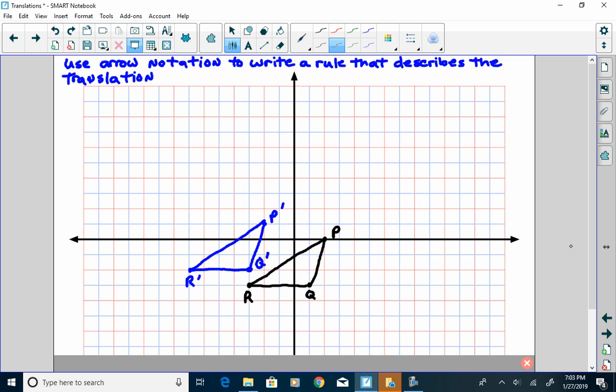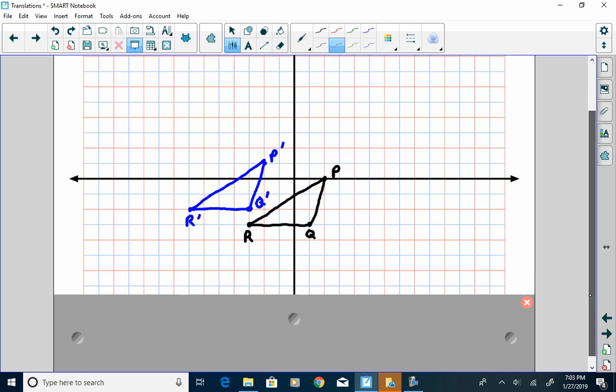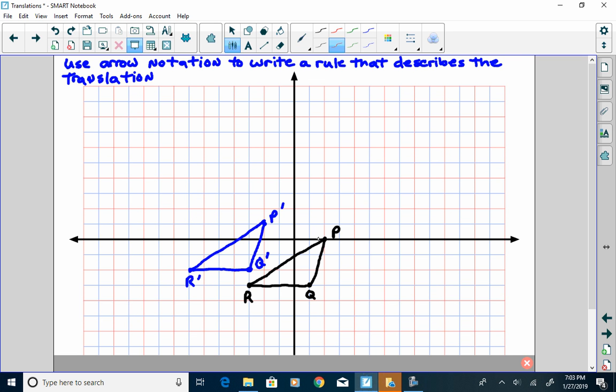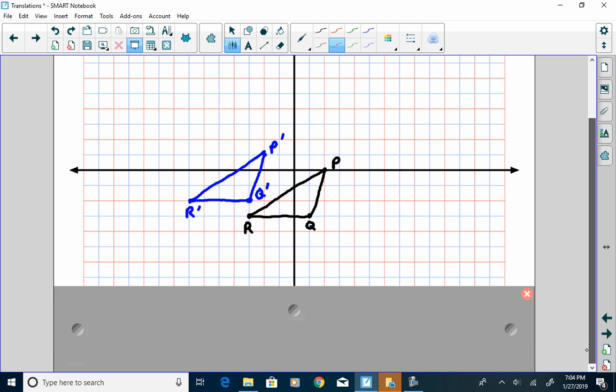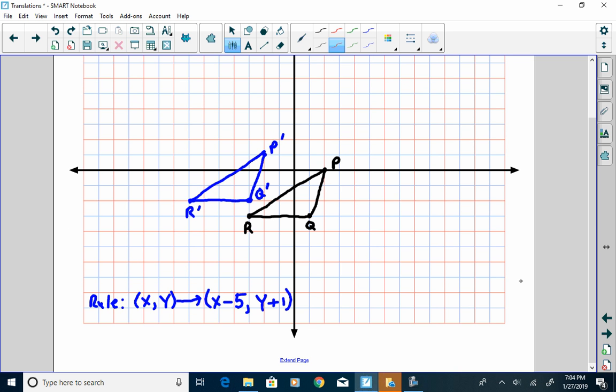All right? Well, let's see what that's going to look like then. Well, let's go from P to P prime. We moved 1, 2, 3, 4 units left. So that would be x minus 4. 1 unit up, so that would be y plus 1. So we should have x minus 4, y plus 1. Right? And I have x minus 5 here, and that's going to be a mistake. Let's change that, because it is just 1, 2, 3, and 4. So that should be x minus 4, y plus 1 for the rule.